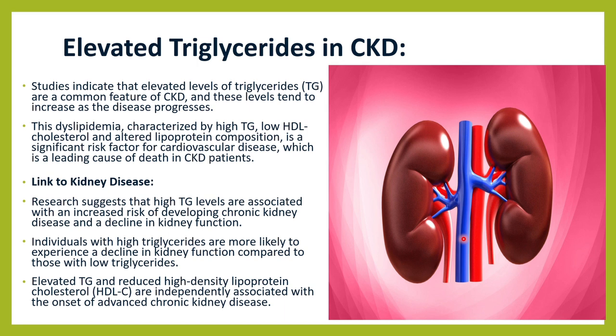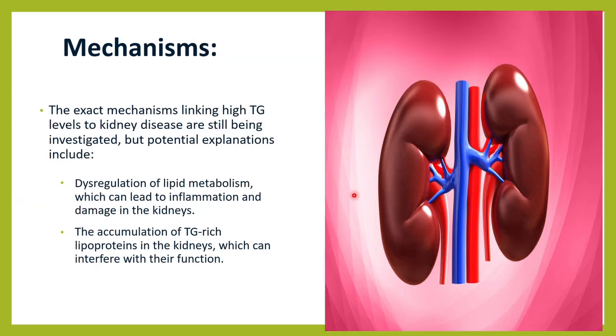And elevated triglyceride reduces the HDL and can be an independently associated risk with the onset of advanced chronic kidney disease. How does it do that? The dysregulation of lipid metabolism can lead to inflammation in the kidney, damages the kidney, and accumulation of TG-rich lipoproteins in the kidney can interfere with the kidney function and cause kidney damage. And also the increased TG can affect the renal vessels, and they can also affect the blood supply to the kidney.